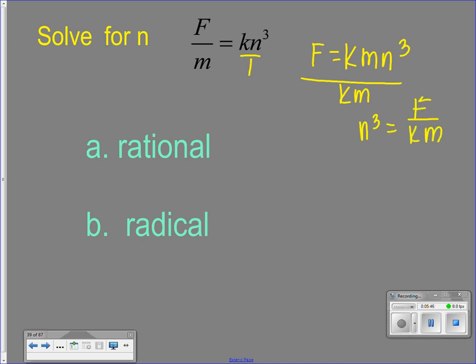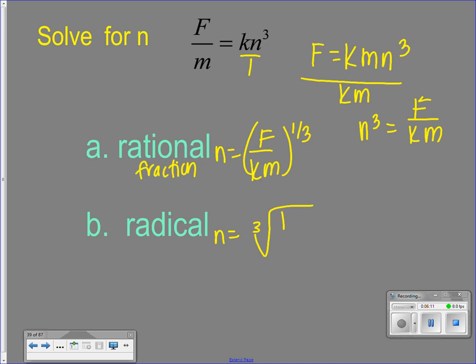And now here comes the differentiation. So rational means a fraction, or no radical sign. So that means to get rid of the third power, I would raise that to the reciprocal, which is 1/3. So that's how I would do it for rational. Radical notation would be to say, okay, let's take the third root of that whole thing and then we're set. So rational is a fraction, radical means the square root symbol, for lack of a better word. That means you actually want that there.